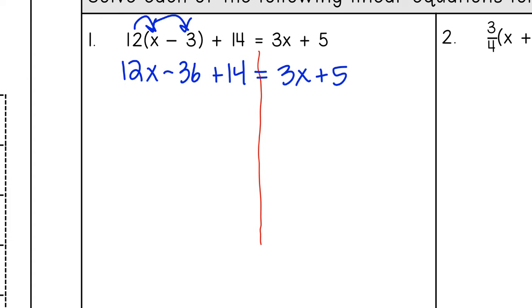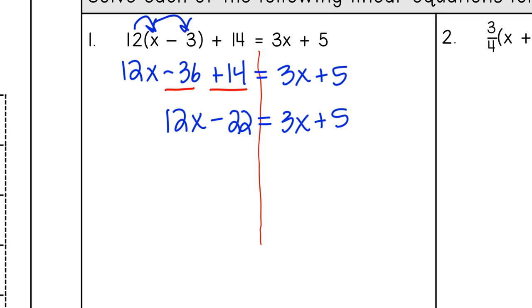Next step would be to combine like terms. On the left, those 2 terms are both constant, so we can put those together. I'm going to bring down 12x, but negative 36 plus 14 gives me negative 22. And the other side stays the same.